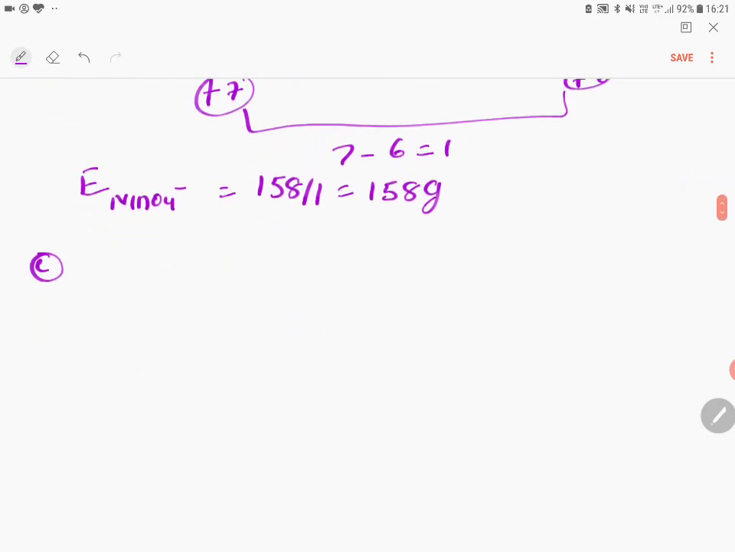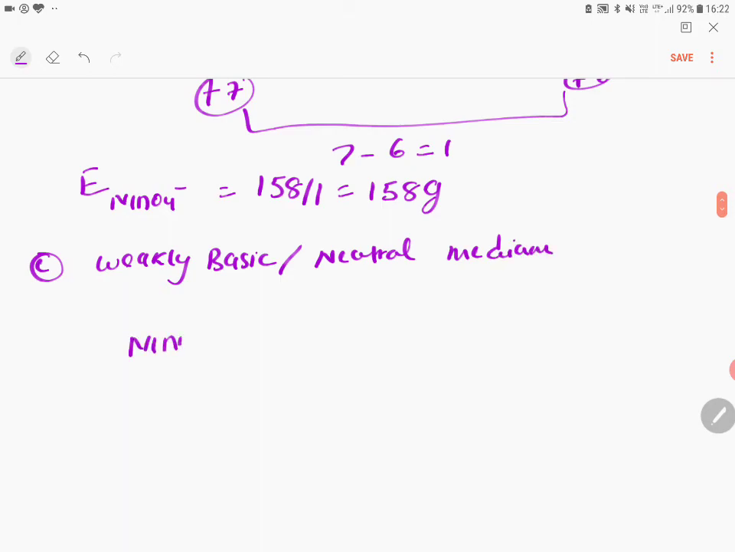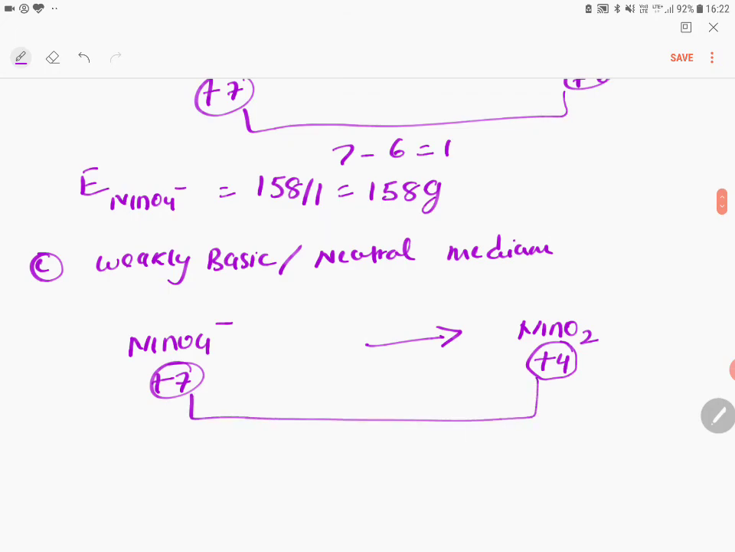Next one, this is weakly basic or neutral medium. In weakly basic or neutral medium, what will happen to permanganate? The permanganate ion as an oxidizing agent is going to get reduced to manganese dioxide. So as usual, this is the +7 oxidation state. Here, if you calculate x minus 4 is equal to 0, x equals +4. Therefore, the change in the oxidation state will be 7 minus 4 equal to 3. Therefore, the n factor is 3. So 3 electrons will come here.